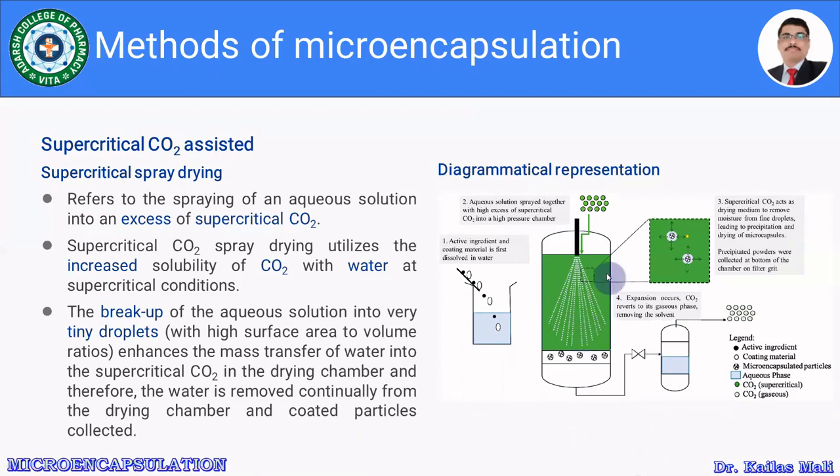That is, the aqueous solution is sprayed together with a high excess of supercritical carbon dioxide at a high pressure in the chamber. So the supercritical carbon dioxide acts as a drying medium to remove the moisture from the droplets, leading to the precipitation and drying of the microparticles. The microparticles settle at the bottom, and due to the expansion of the carbon dioxide into its gaseous phase, the solvent is removed. So this is about supercritical spray drying.